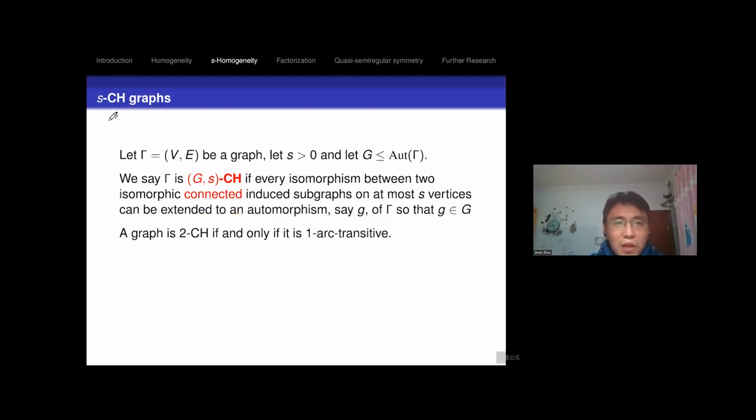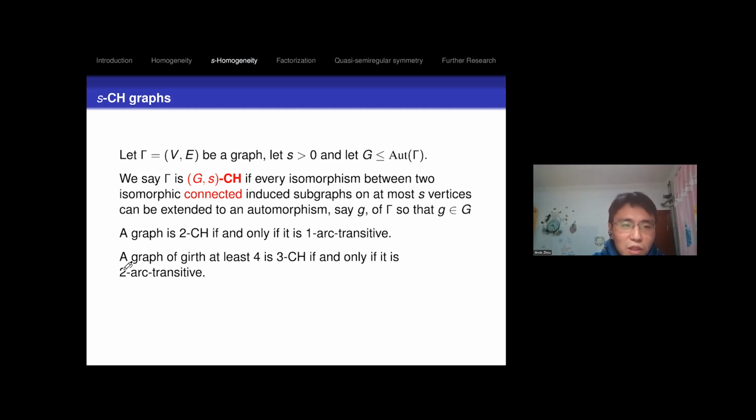By definition, you can see if s is 1, G-1-CH is just vertex transitive. And if s is 2, a graph is 2-CH if and only if it is 1-arc-transitive. For these two cases, the graphs are too rich to give a classification. So the first interesting case is 3-connected, s at least 3.